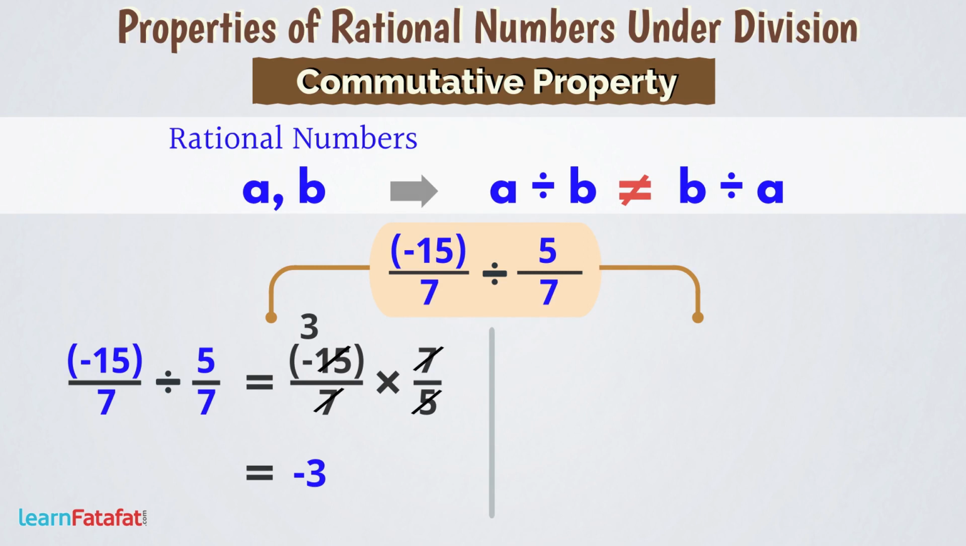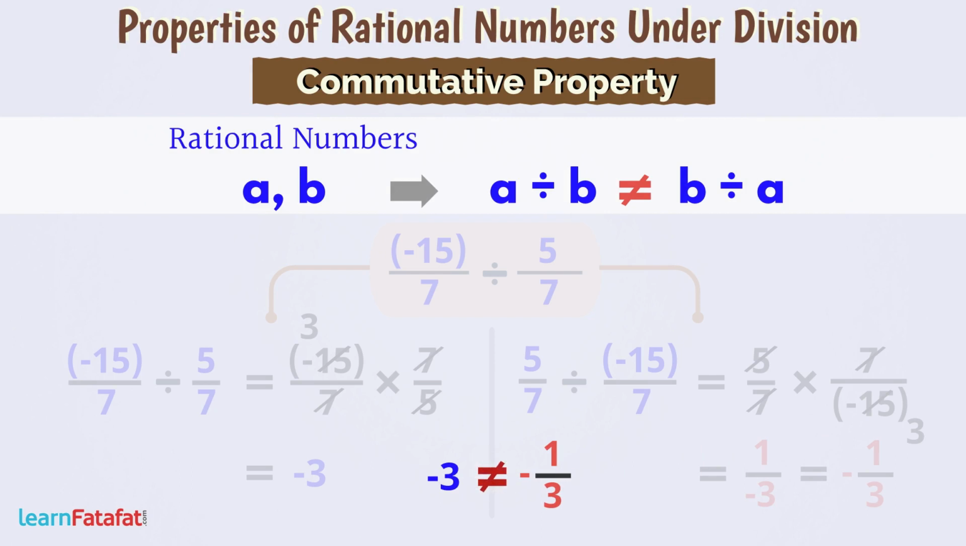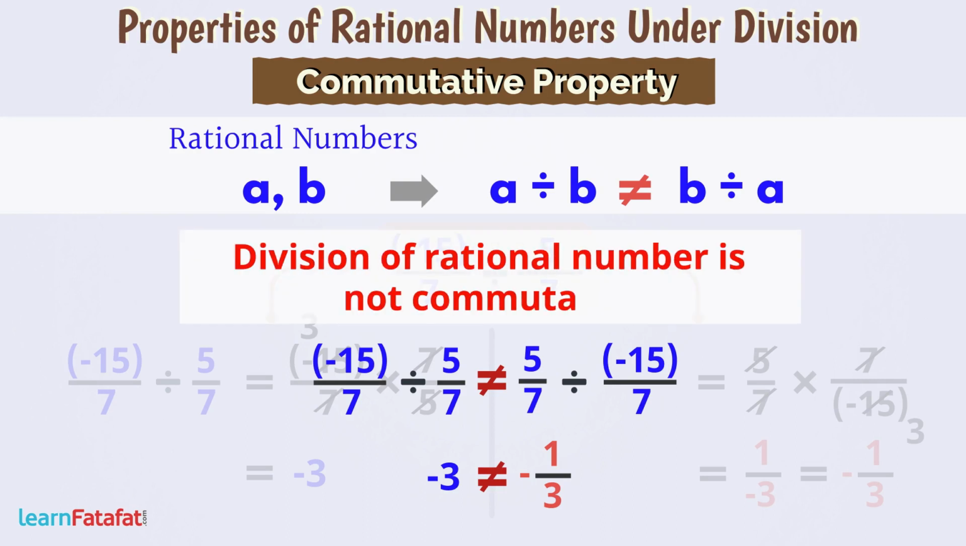If we solve this by changing the order, we get this result. 5 by 7 divided by minus 15 by 7 equals 5 by 7 into 7 upon minus 15 equals 1 by minus 3 or minus 1 by 3. Both results are not same. So, minus 15 by 7 divided by 5 by 7 is not equal to 5 by 7 divided by minus 15 by 7. Hence, division of rational numbers is not commutative.